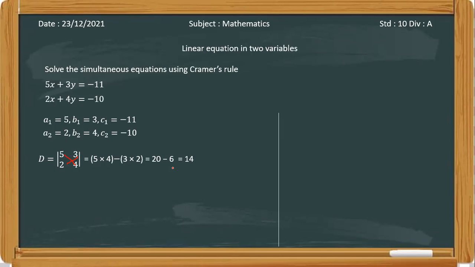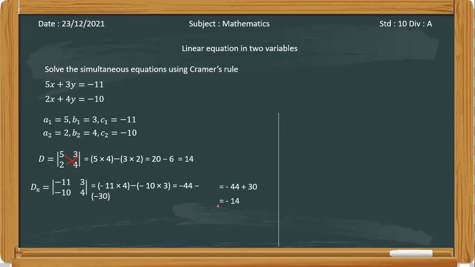Next, what was the next step? Yes, we will remove the x coefficients and substitute the constants, which are minus 11 and minus 10. Same as before, we cross multiply: minus 11 multiplied by 4, minus 10 multiplied by 3. So it is minus 44 minus 30, which gives minus 44 plus 30, which is minus 14.